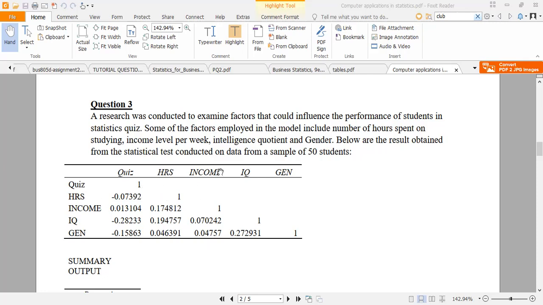Up here, we have the correlation matrix, which shows the correlation between the variables. HRS and quiz, there's the correlation. Income and HRS, there's the correlation, and on and on. But this is not necessary now; we are more interested in the regression output.